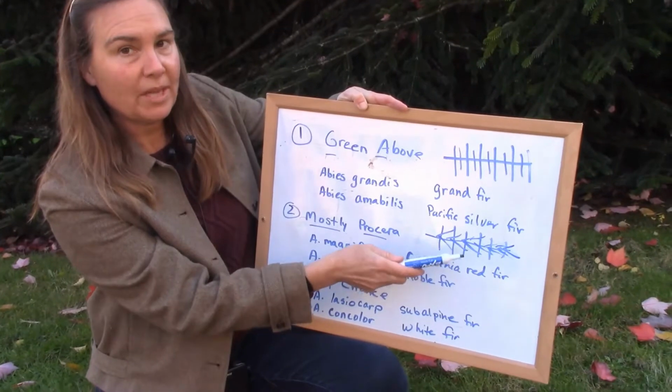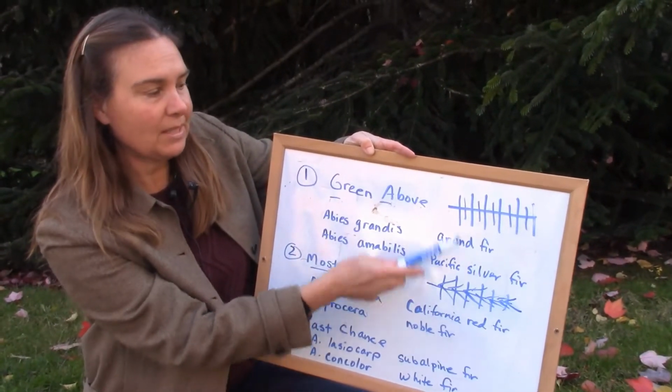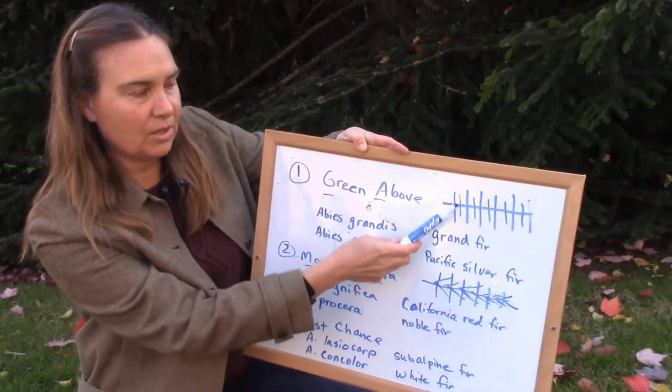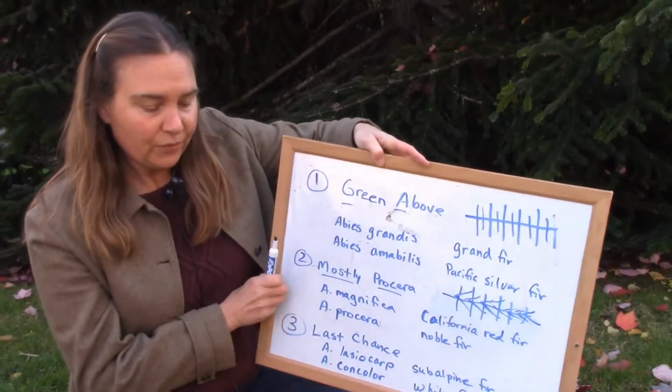Again, no bloom on the upper surface of the needle, pretty pronounced bloom on the undersurface for both species. The way to tell them apart is going to be this particular arrangement of the needles. Grand fir has the most, I gotta stand up because I can only squat for so long.